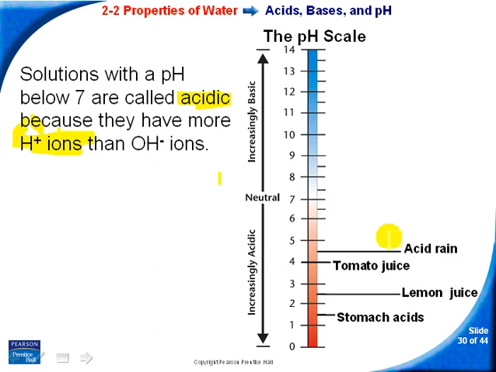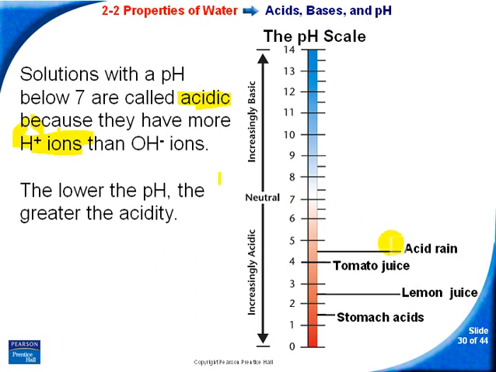And some common things that are acidic are acid rain, tomato juice, lemon juice. We've all drunk lemon juice. And something really nasty is stomach acid, which you find in your belly to help you digest. So the lower the pH number, the greater the acidity. This is important to remember.